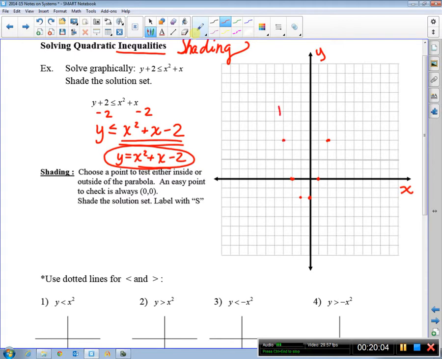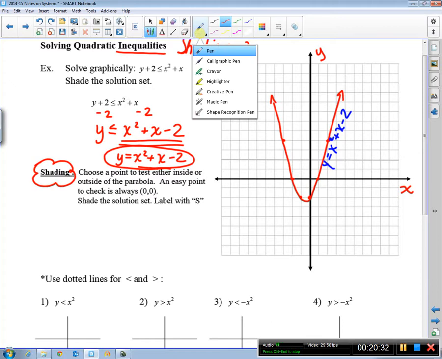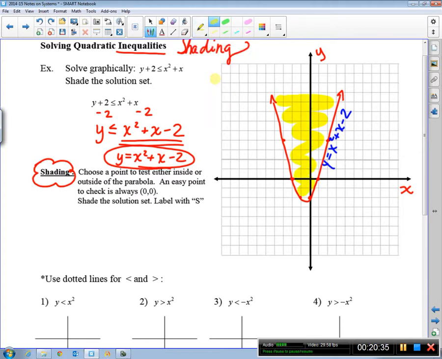All right, so here are the steps for this. Solve one equation for y. So this is actually y equals x squared plus x minus 2. Advice here for how you do your shading. Choose a point to test, and you're either choosing a point in here, or you're choosing a point out here.